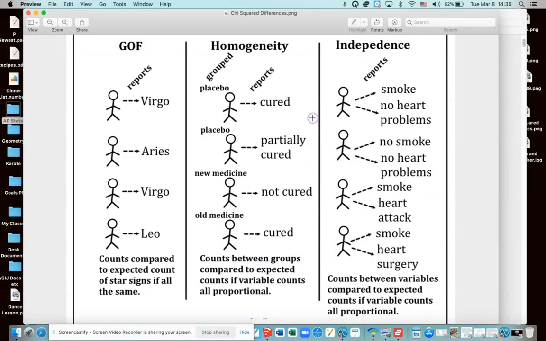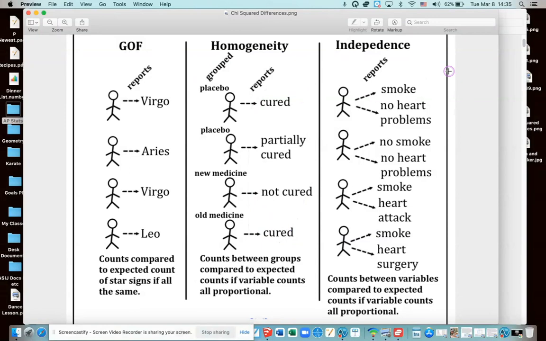A lot of this you can look at as part of a variable. So in this case, we only have one variable. The groups were not a variable. They're just groups I'm interested in. The variable is whether they were cured or not, or partially cured. So we have one variable.